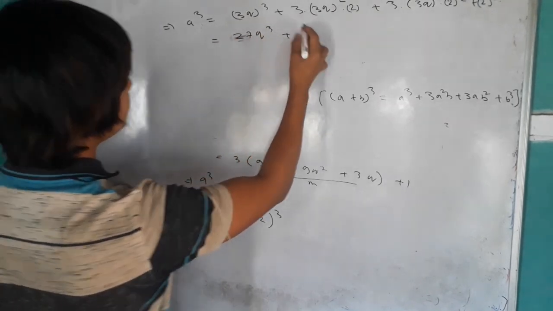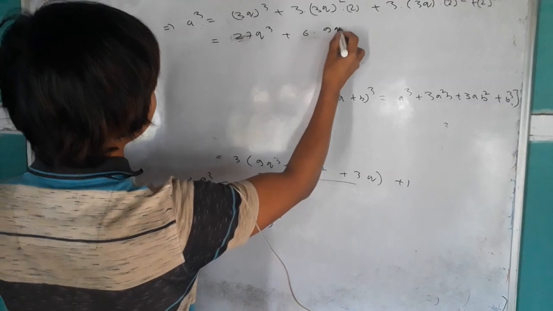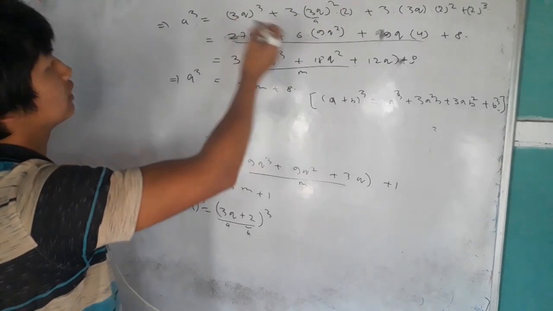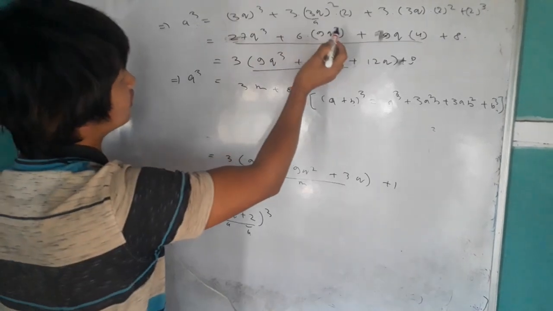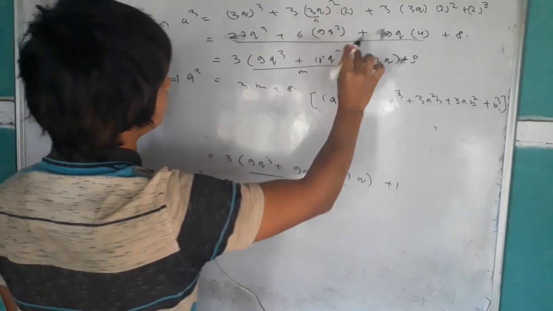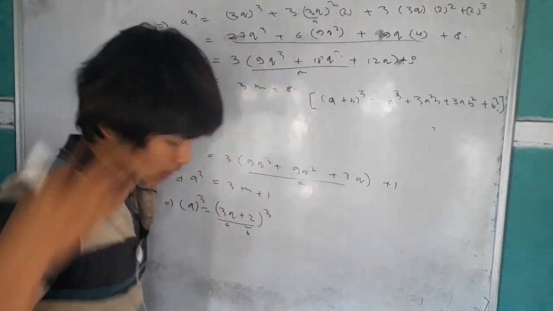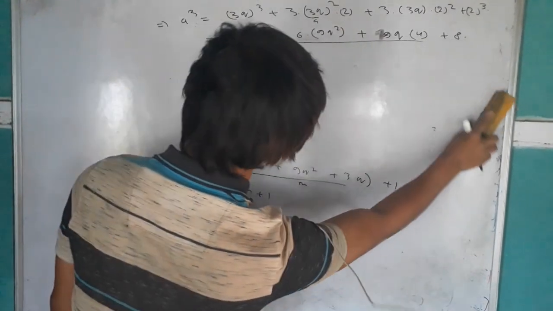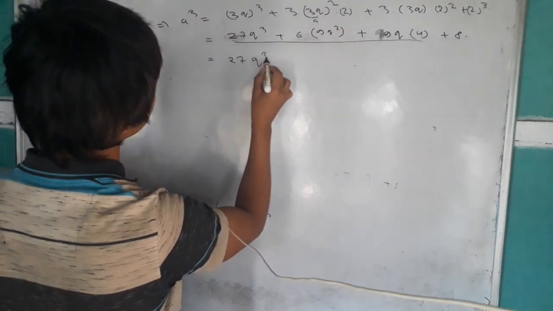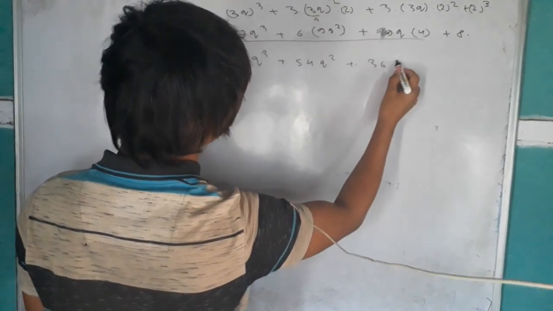So 27q cube plus 9q square, we'll get 3 cube will be 27, okay, 3 into 3 into 3 means 27, q cube. Plus, I'll do like this, 3 into 2 equals to 6, 3 into 2 is 6, 3 into 6 is 18q square, plus 3 into 3, 9q, 2 into 2 is 4, 4 nines are 36, it will be 36q. And plus 8. Okay, let's solve: 27q cube plus 6 nines are 54q square plus 36q plus 8.